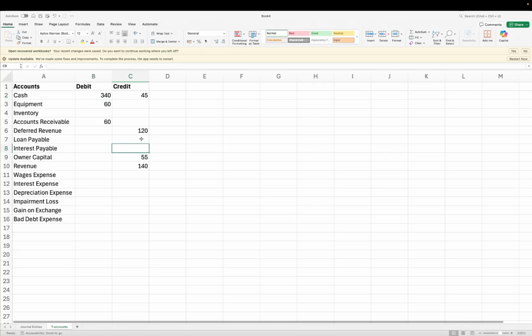Next, we've got the credit portion of the transaction again. When having loan payable, so we've got this part, right?